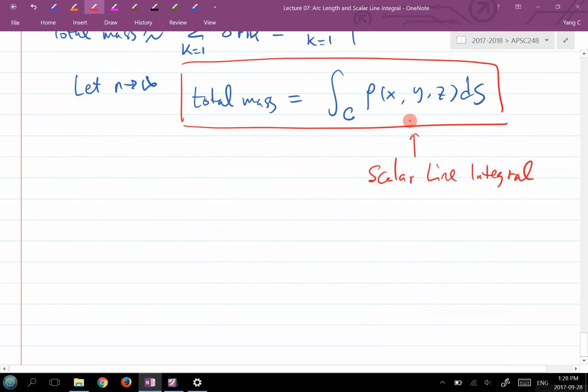Why scalar? Because the function rho here is a scalar function. That's why it's called scalar. In a later part of the lecture, we're going to learn another type of integral called the vector line integral. It's still integrating along the same curve C, but now we're going to integrate a vector function instead of a scalar function. So that's the difference.